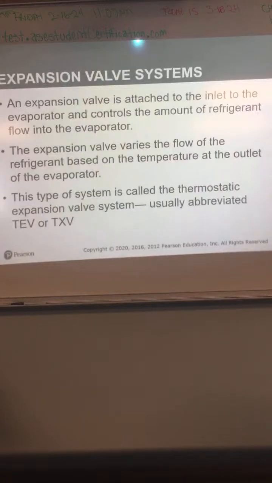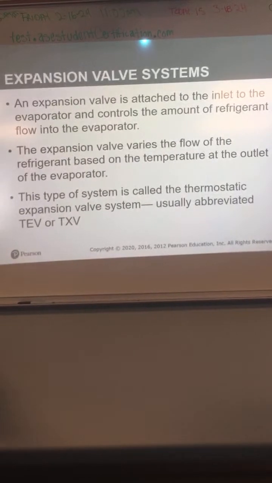Okay, I'm gonna go through the expansion valve system now. And again, there's two different types: fixed orifice tube and thermal expansion valve, or TXV. The expansion valve is located at the inlet of the evaporator and controls the amount of flow of refrigerant into the evaporator. How does it do that?